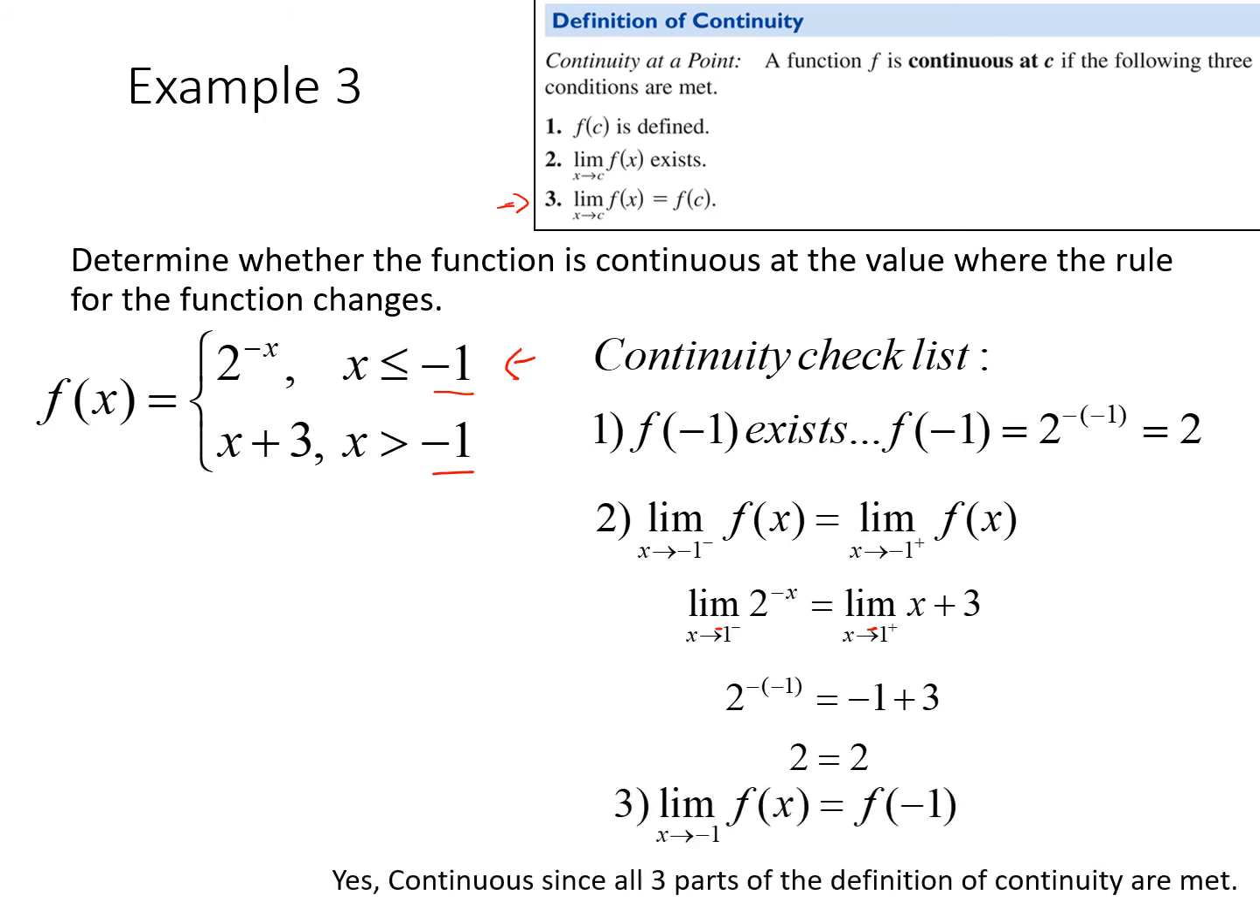The limit as x approaches -1 of f of x equals f of -1. That's a very formal way of writing this out. It shows that you understand all 3 parts of the continuity definition, and you're supporting your work. It is not just about saying, yes, continuous at x equals -1. You have to support your work with the definition.